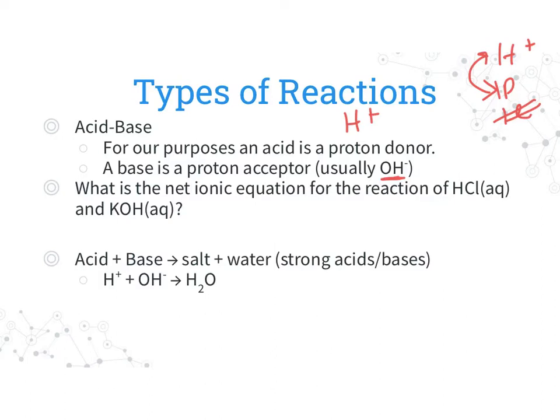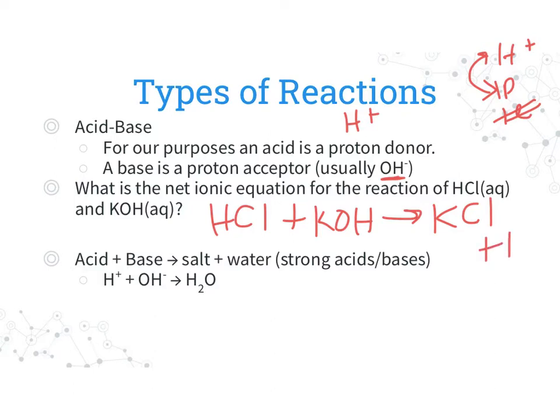What is the reaction of HCl and KOH? So I have HCl and KOH, and they are going to make KCl. This is kind of like another double replacement where we're swapping outside and inside. But instead of writing HOH, I'm just going to write H2O. So that's what acid-base reactions look like. And you'll notice that the hydrogen is going from one compound to the other, going to that OH.